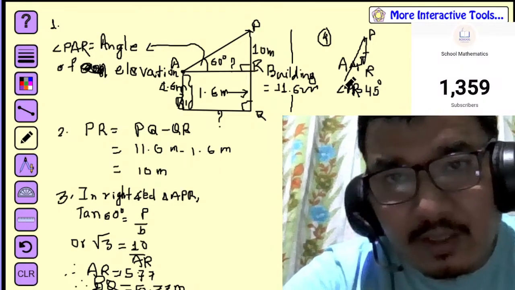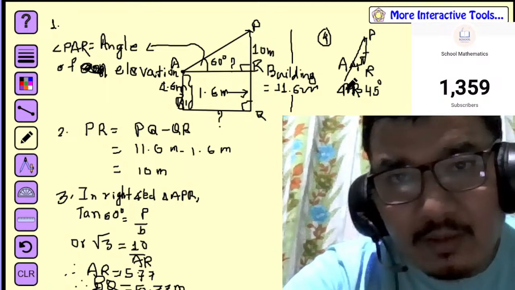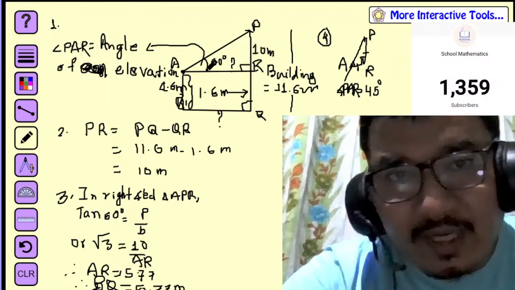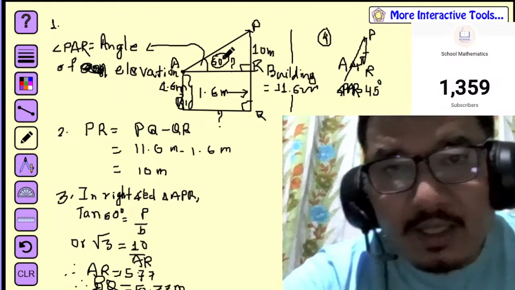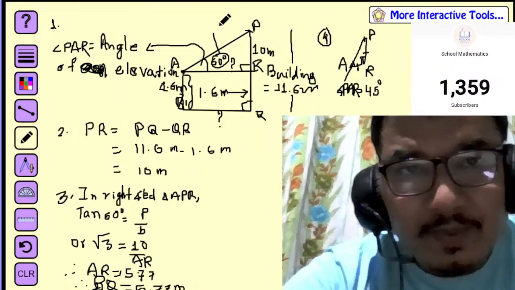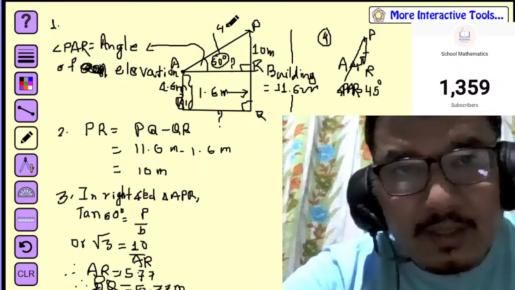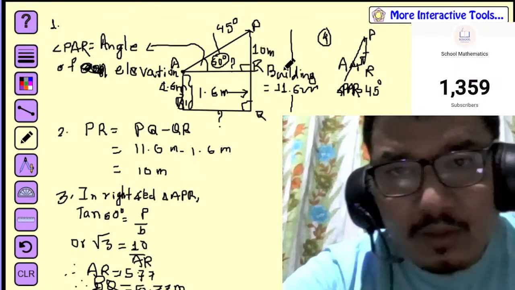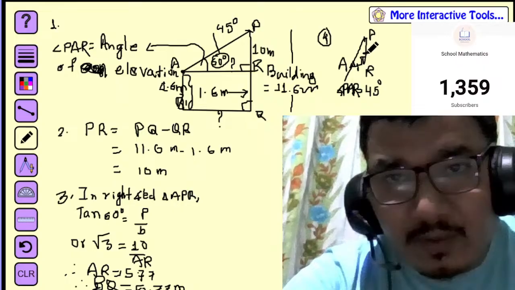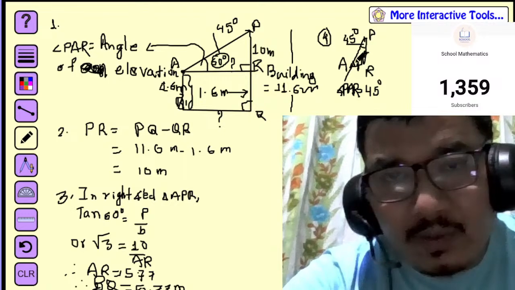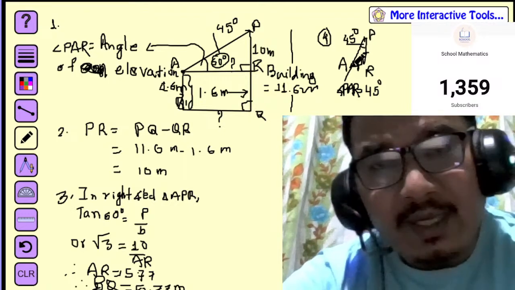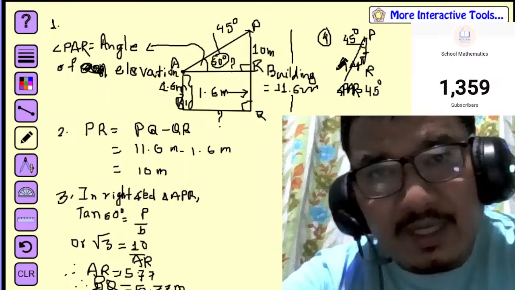Write angle PAR. If this angle PAR is 45 degree, then its perpendicular and base will be equal, no? Because the upper acute angle will also be 45 there. Both the acute angles are 45 degree, 45 degree. In such case only PR and AR will be equal.